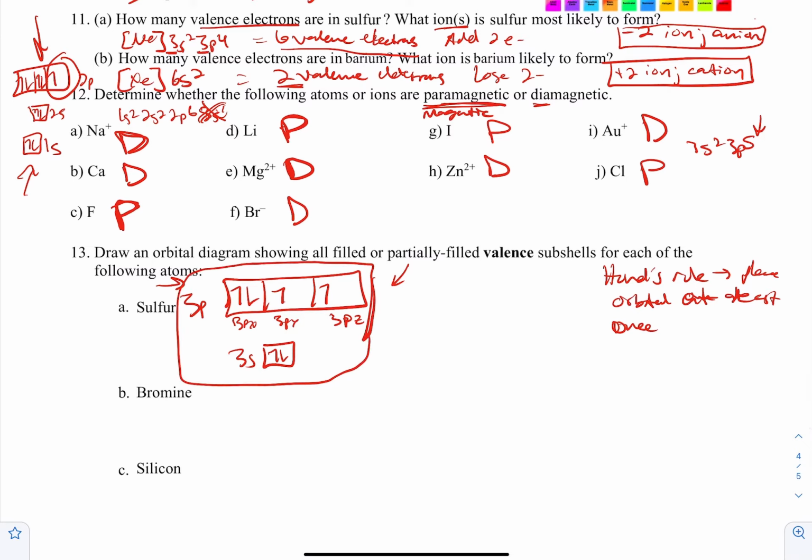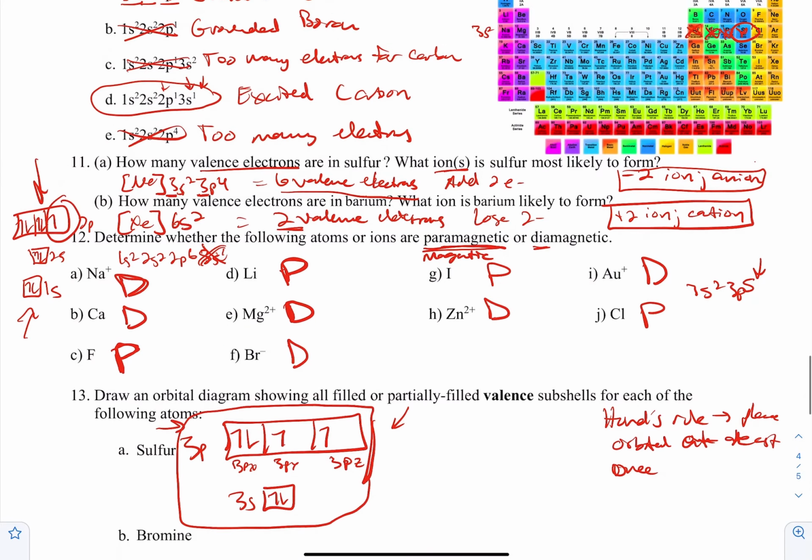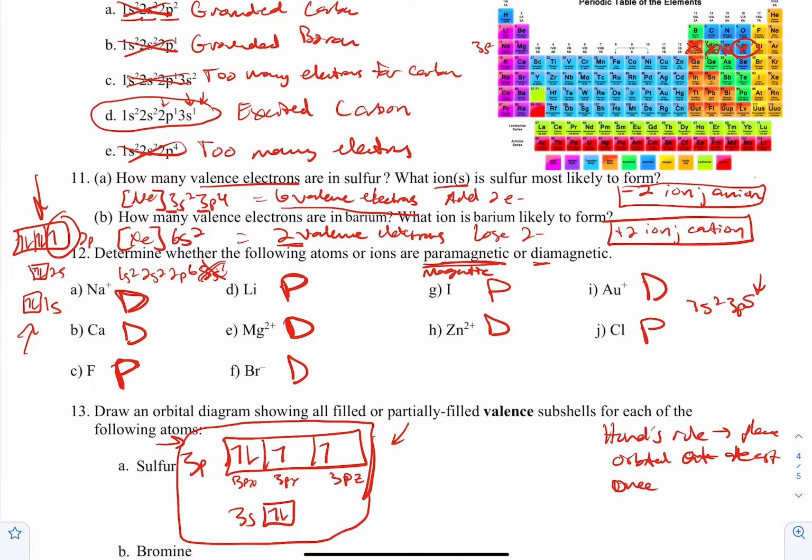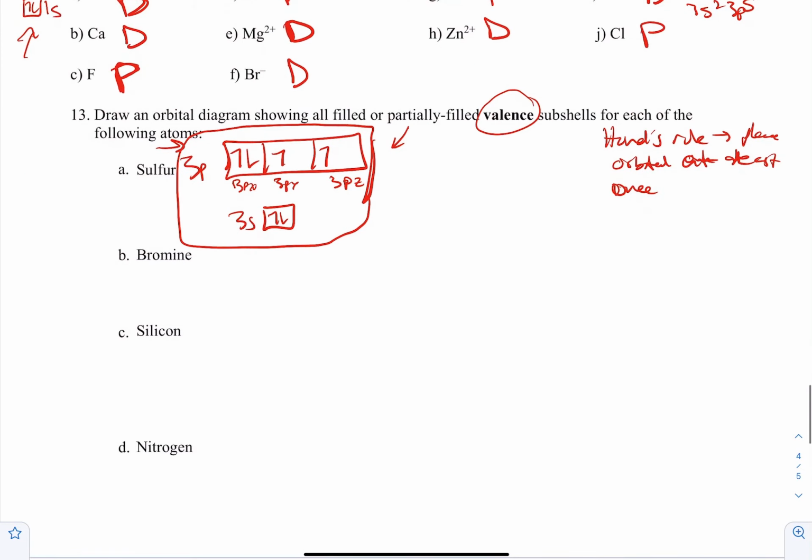All right, bromine. Now with bromine, which subshell are we working with? This is going to be the 4p subshell. I know I went to the 4s, and we're going to skip the d subshell because it's not in the valence shell. We're only talking about valence subshells, the valence shell being the uppermost principal quantum number. So I've got 4s2 and 4p5.